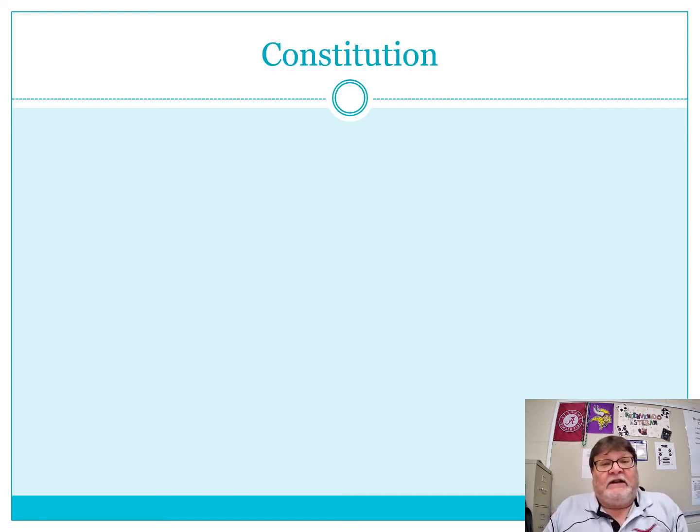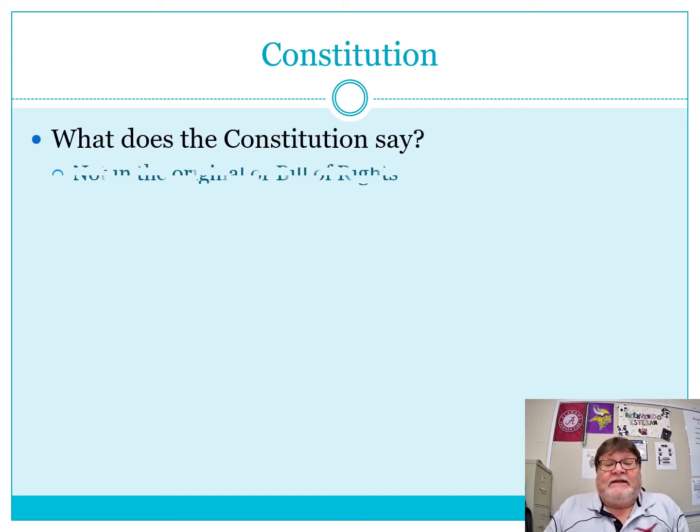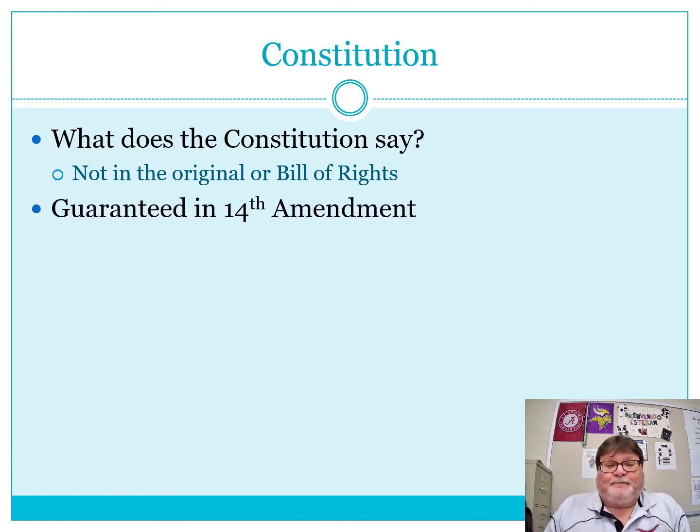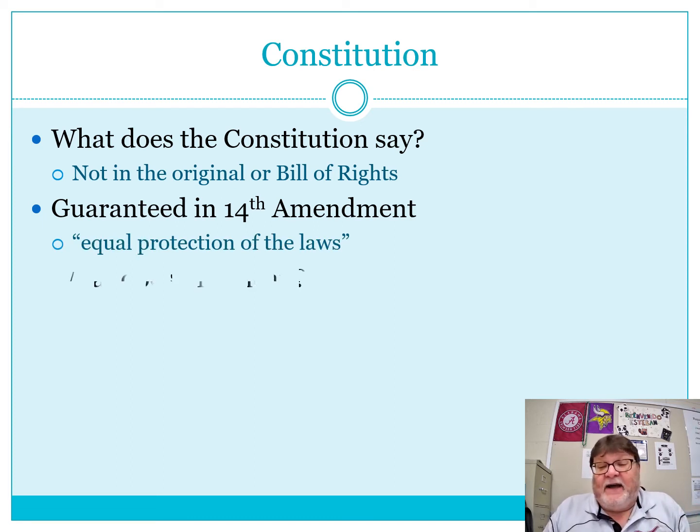So let's start with a look at the Constitution, right? What does it say? There's nowhere in the Bill of Rights or in the original Constitution that mentions anything about equality. However, it is then guaranteed in the 14th Amendment, one of the Civil War amendments. And we dealt with that, right? The equal protection of laws. We just saw that.